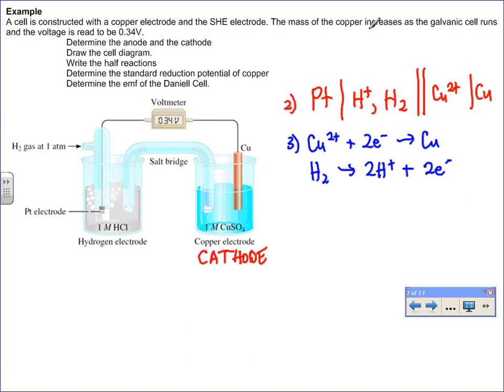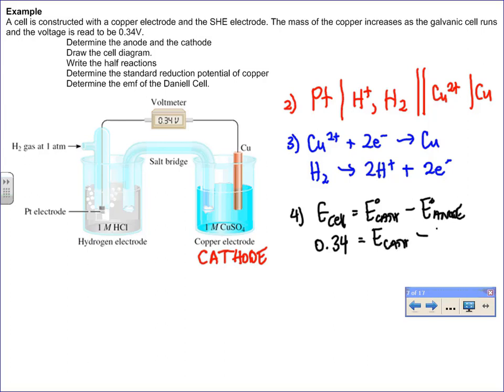To determine the standard reduction potential of copper, we know that E of the cell is equal to the reduction potential at the cathode minus the reduction potential at the anode. We know the overall cell voltage is 0.34, and we know that the copper is the cathode and that the anode, the SHE electrode, has 0 volts. So in this case, the reduction potential at the cathode is 0.34 volts.